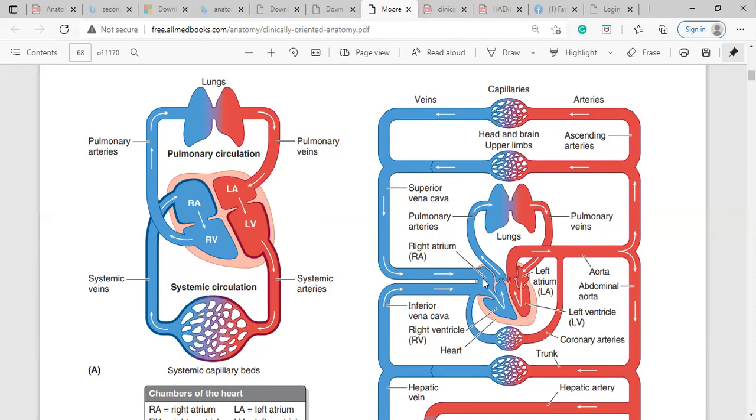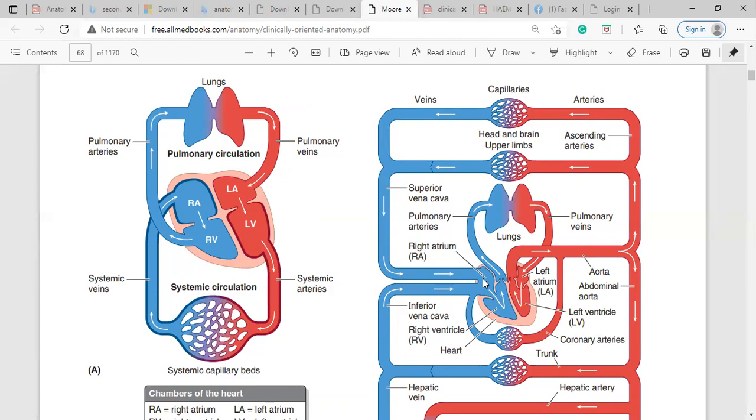When blood leaves the right ventricle and the left ventricle, the blood enters into blood vessels that carry the blood out of the heart. And these blood vessels are called arteries, yes? And the 2 main arteries that take blood from the heart are the pulmonary artery and the aorta. The pulmonary artery takes blood from the right ventricle, while the aorta takes blood from the left ventricle, okay?